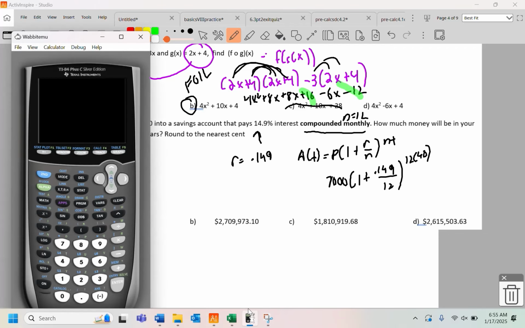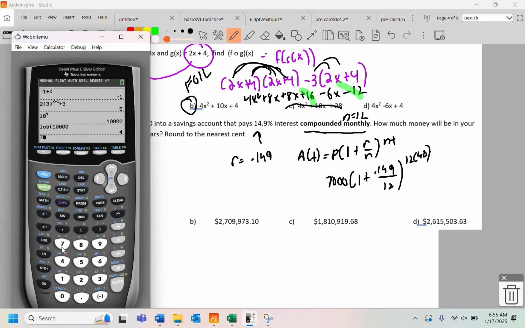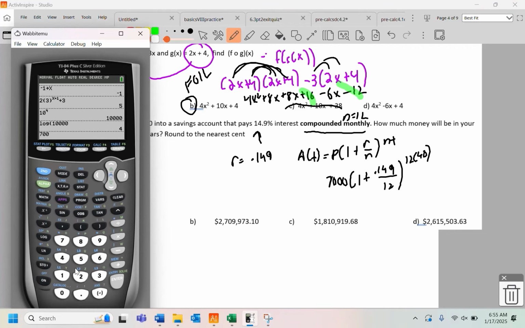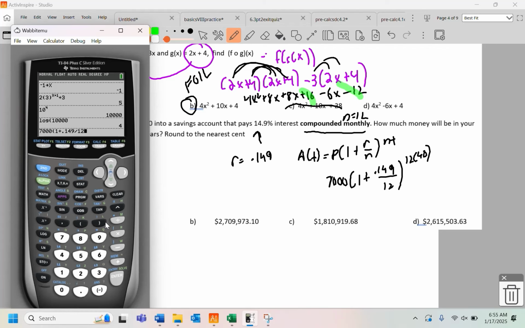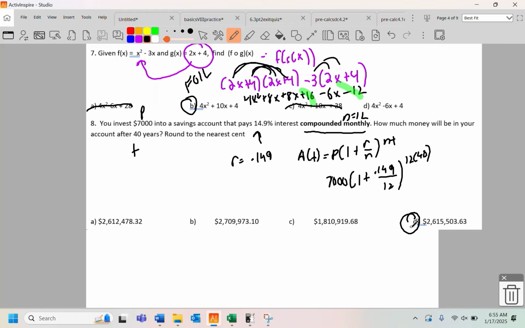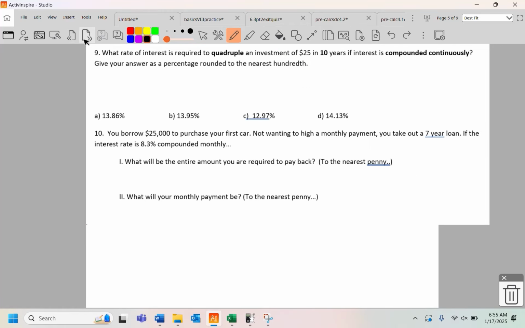And then I go to my trusty TI-84 and push a whole bunch of buttons. 7,000 times 1 plus 0.149 over 12, close parentheses, exponent is 12 times 40. And if you have no idea that that's 480, a TI-84 does not judge you, even though it should. Quite a bit of money. Look at that: $2,615,503.63. There is no greater power than compound interest.